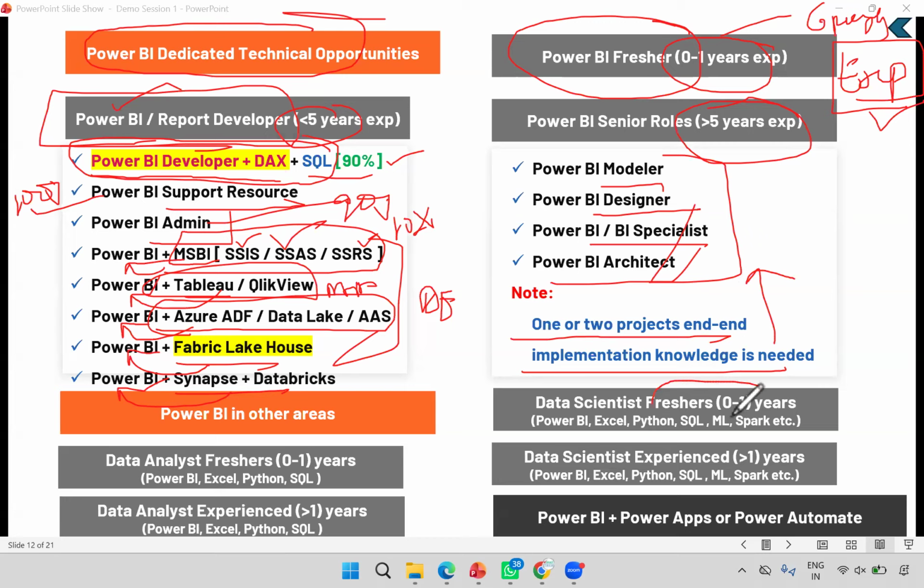And data scientist fresher, you can try. Data scientist experienced, you can try. And data analyst fresher, data analyst experienced. So data scientist, fresher and experienced; data analyst, fresher and experienced. And if you are a Power Platform developer like Power Apps, Power Automate, already learned or working on, then learn Power BI and try for a full-fledged Power Platform developer. So Power BI is not providing opportunity in only one area and one way, but multiple areas, multiple ways. That's why there is more market for Power BI.